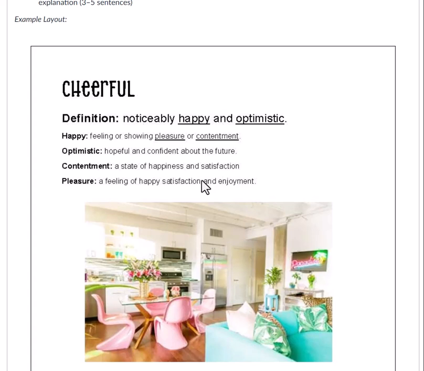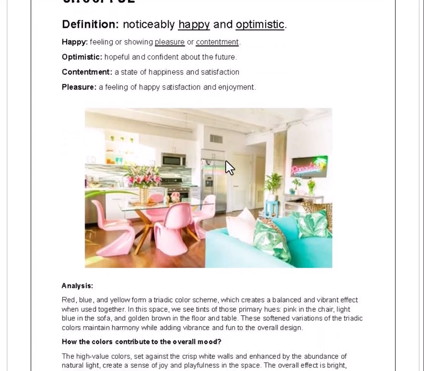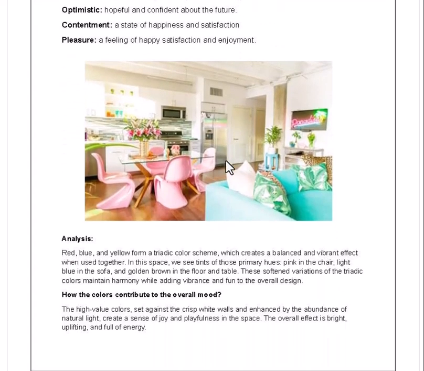So what I'm noticing is that some of my words are starting to repeat. So I'm pretty sure I'm kind of to the end of this definition, right? But I know that happy, optimistic, content, pleasure are sort of core principles in this idea of cheerful. So now I have my picture. I think it's pretty cheerful, but now I'm going to look at it and figure out in terms of color, why does it feel that way to me?